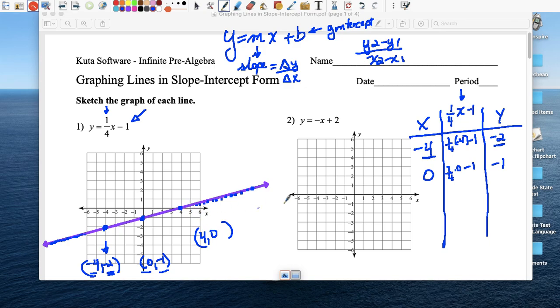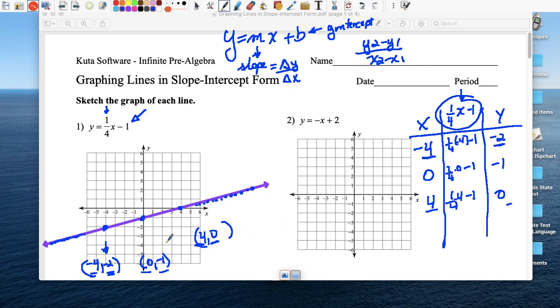Let me plug in 4. Well, if my input is 4, then 1/4 of 4, minus 1. Well, 1/4 of 4 is 1, minus 1 is 0, look. So when I plug in a 4, I get a 0. So for every point on this line, I can use this particular function. Every point on this line, when the input is 4, for example, your output is 0.